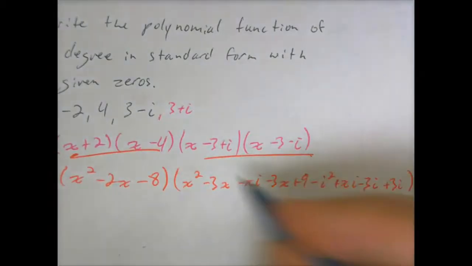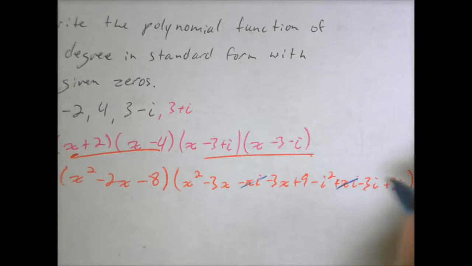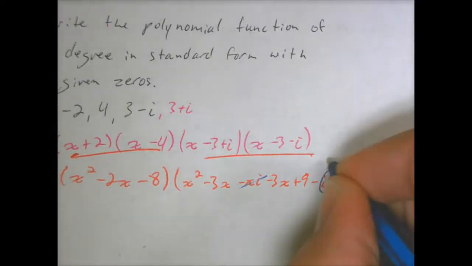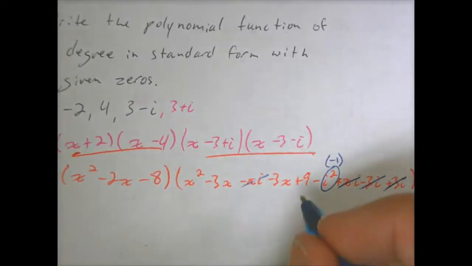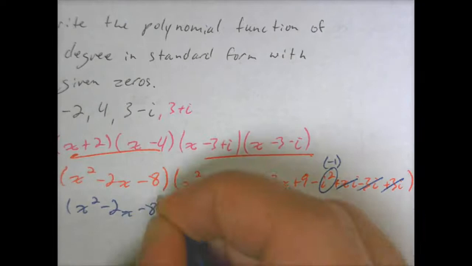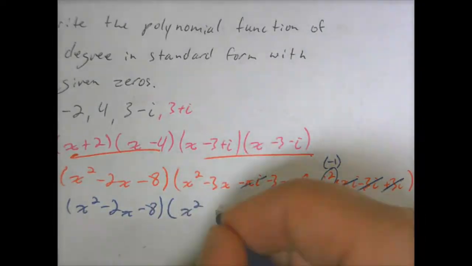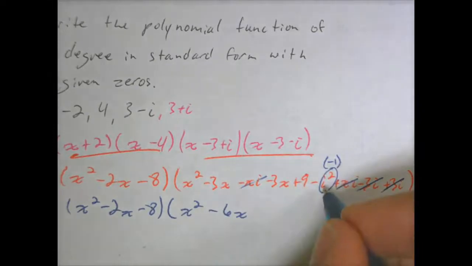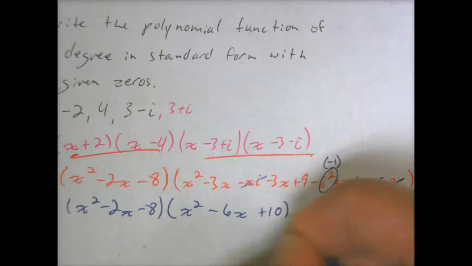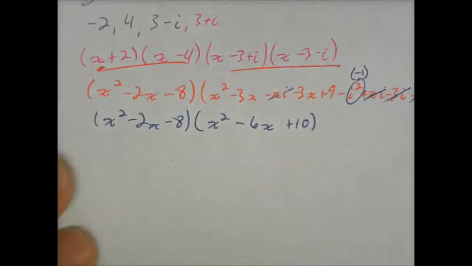Because then we have minus xi plus xi minus 3i plus 3i, negative i squared is negative 1, so that'll be plus 1. So this will come out as x squared minus 2x minus 8 times x squared minus 6x, this will be plus 1, so plus 9, so plus 10. And then I can multiply that all together.